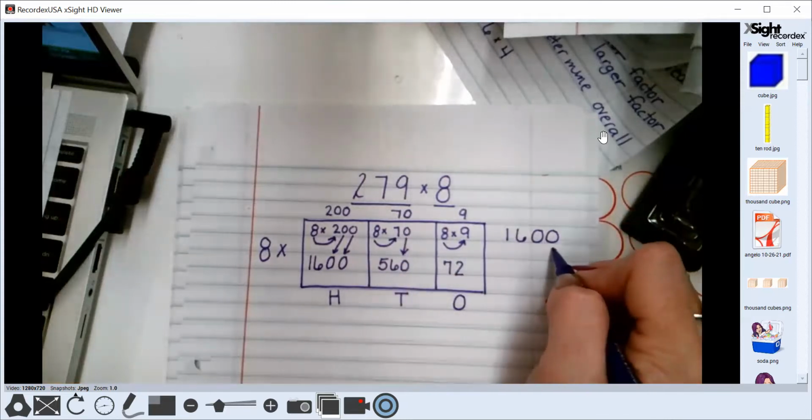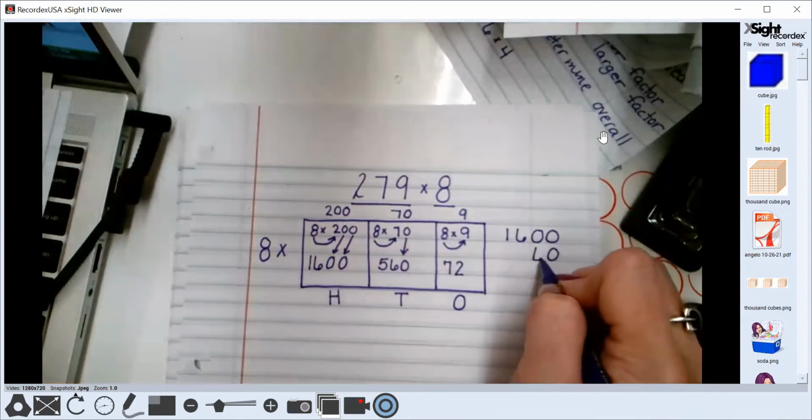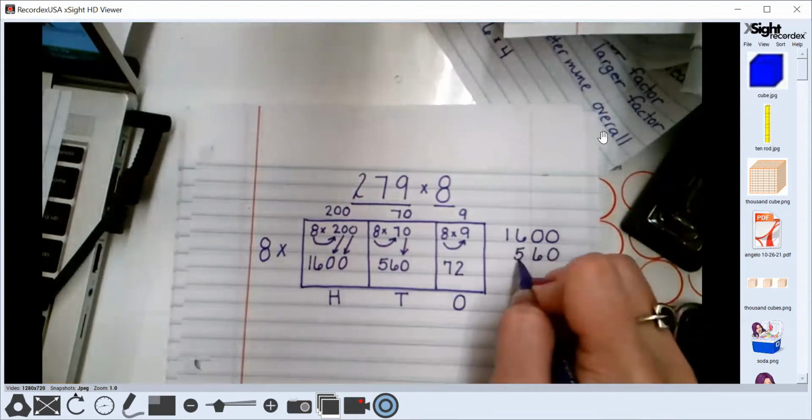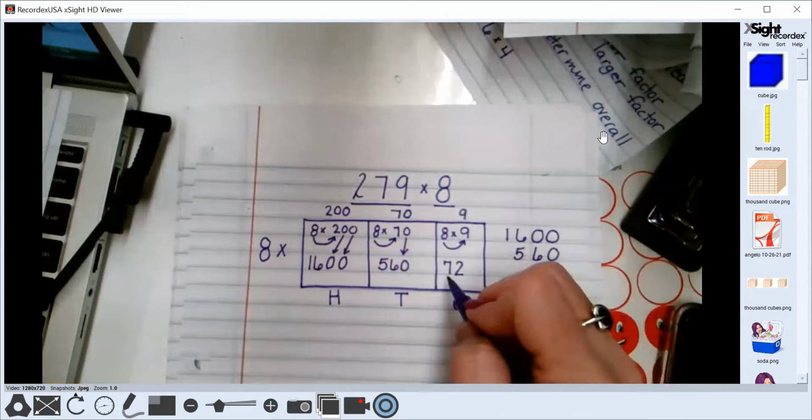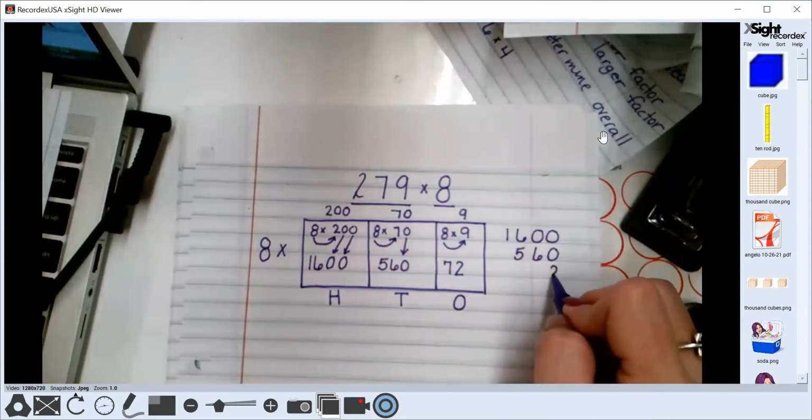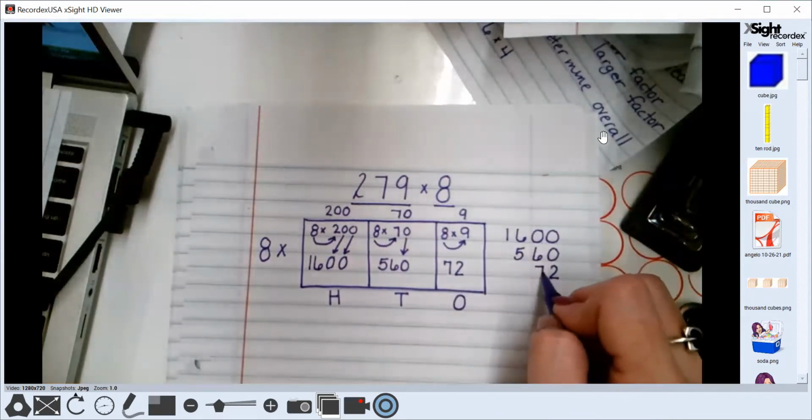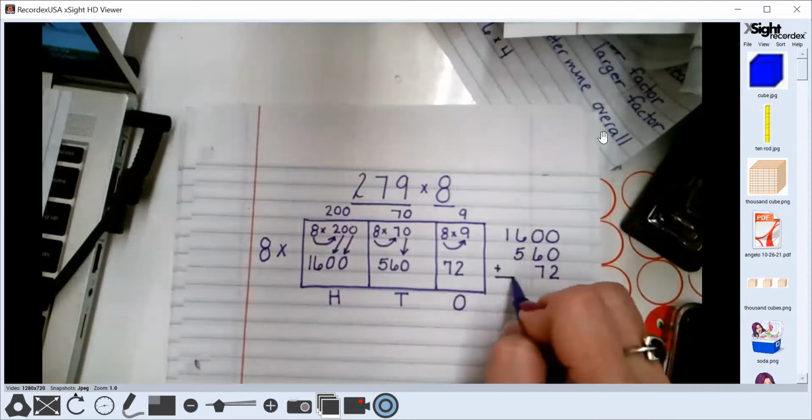So I'm going to start writing it: 0 in the ones place, 6, and then 5, because I don't want to put that 5 in the wrong place. And my last one's 72. So in the ones place is a 2, and in the tens place is a 7. And now I can add these pieces.